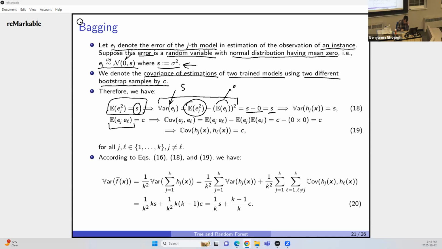What about the expectation of Ej El? Recall the formula of covariance from the preliminaries. What is the expectation of Ej? It's 0. The expectation of El is 0.